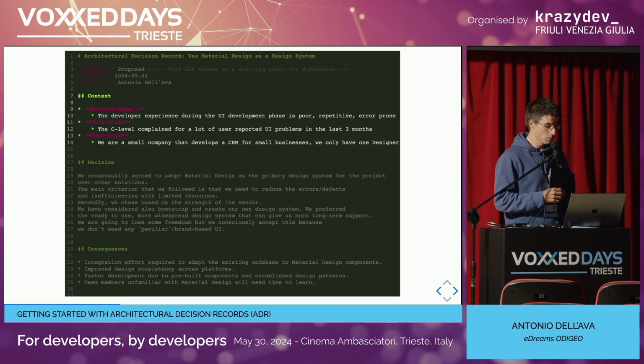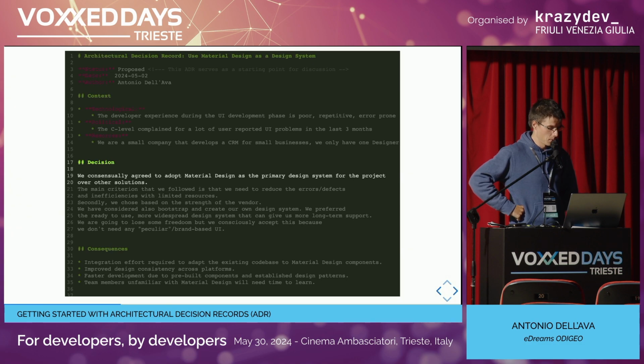Then there is the context. Okay, the context is not only the technological context. As you can see, the technological part describes the technological problem itself. The UI development phase is poor, repetitive, error-prone. Developers are having a lot of problems. But also there is the political concern. So the C-level complained a lot about the user-reported problems in the last 3 months, and the resources: we are a small business with just one designer. That outlines the fact that the software is part of a bigger problem. Okay, this is really important.